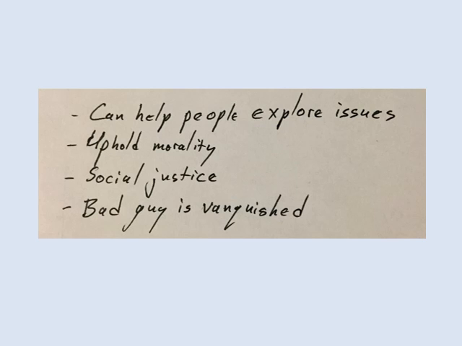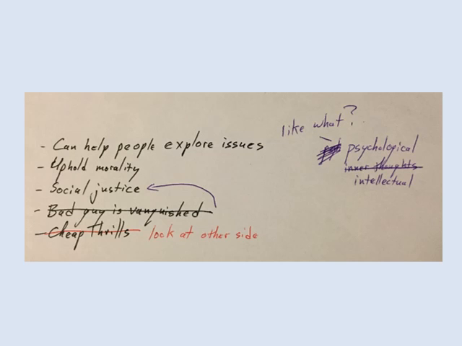So they can help people explore issues. You can figure out later, okay, what types of issues, but they uphold morality, because usually the good vanquishes the bad in the end. Shows social justice, the bad guys always vanquished. And they provide cheap thrills, added at this stage. Well, bad guys always vanquished really ties directly into social justice. The cheap thrills, it's like, well, we want to look at the other side, that it's not just cheap thrills, but we'll remember that when we do our rebuttal chunk.